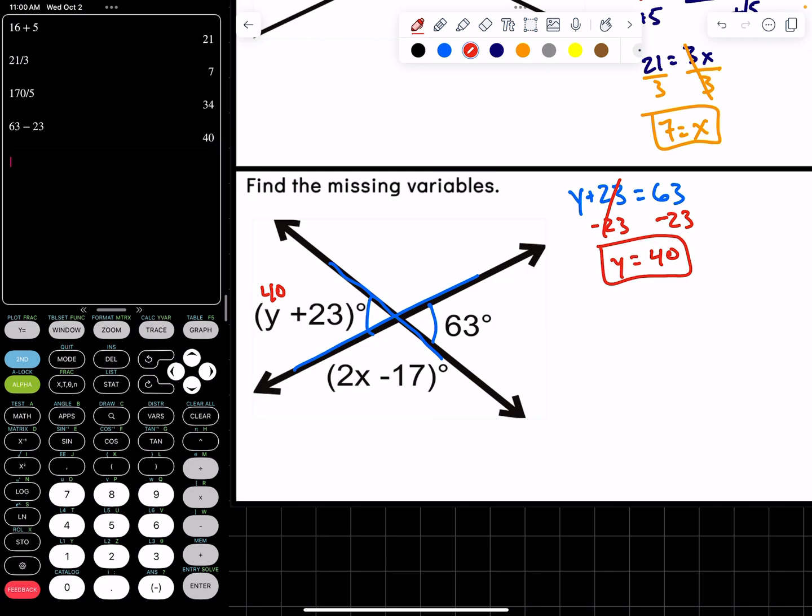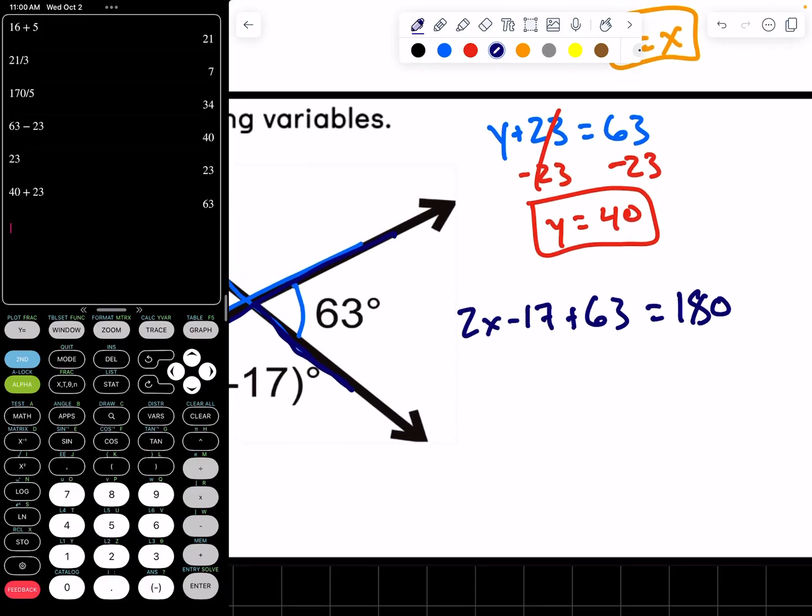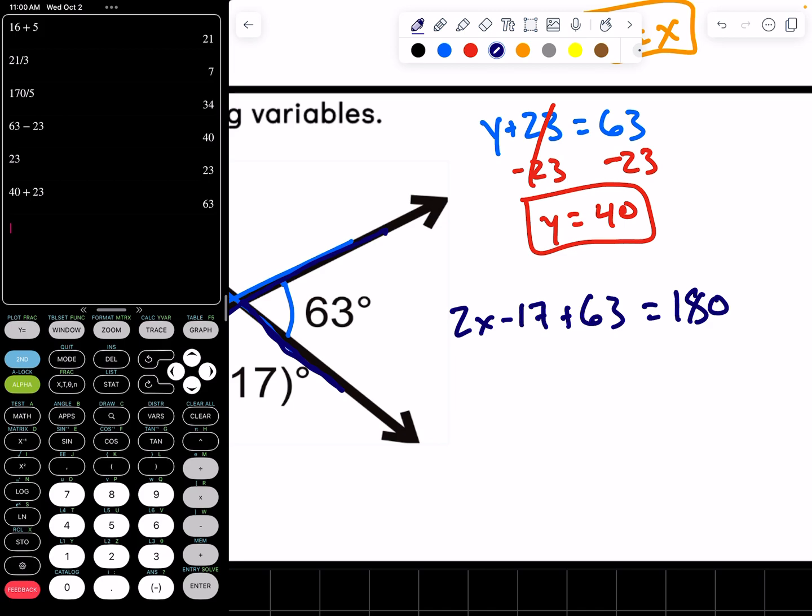So 40 plus 23 equals 63. I know this whole thing has to equal 63, and I can actually use that again because 2x minus 17 plus 63 have to be supplementary because they are a linear pair. Okay, so now I can use that same information to help me out.